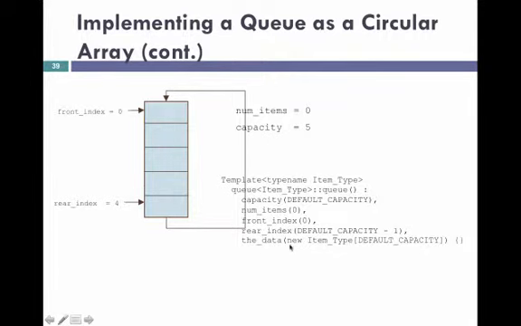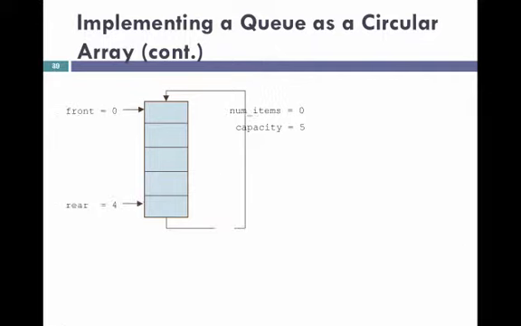Here is our constructor for our queue. We have our capacity, which would be this default capacity, the num items 0, front index 0, the rear index set to point to the end, and we allocate a default capacity array. Now if we start out in this way, let's see what happens as we add items to our queue.